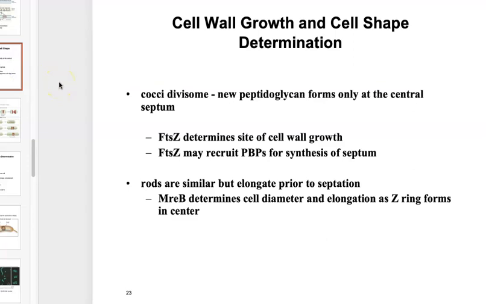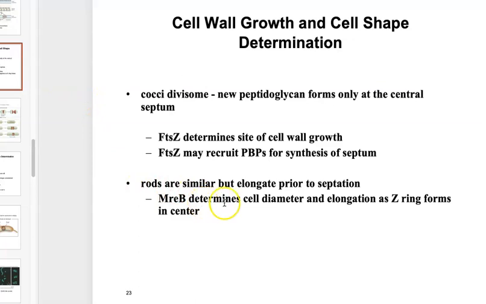So this is a little bit about cell wall growth and cell shape determination. As I've already mentioned, in the cocci divisome, new peptidoglycan forms only at the central septum. FtsE determines the site of cell wall growth. FtsE may recruit penicillin binding proteins for synthesis of the septum. Rods are similar, but they elongate prior to septation. And that's important so that the daughter cells can be a similar size to their parent cell.